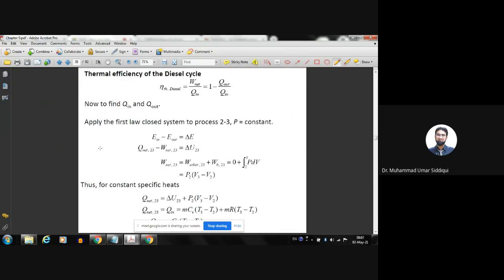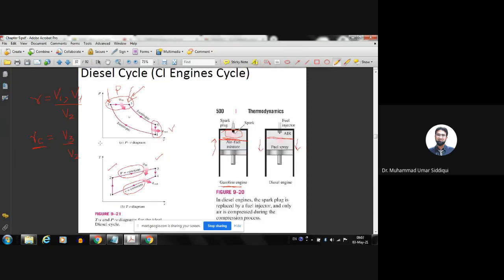Anyways, the processes within the diesel cycle are all the same. The only difference is that instead of the spark plug, we have the fuel injector, and there is a start point of the fuel injection, and there is an end point of fuel injection. And during the fuel injection, the piston keeps on moving. So that's the only difference between the diesel cycle and the Otto cycle.